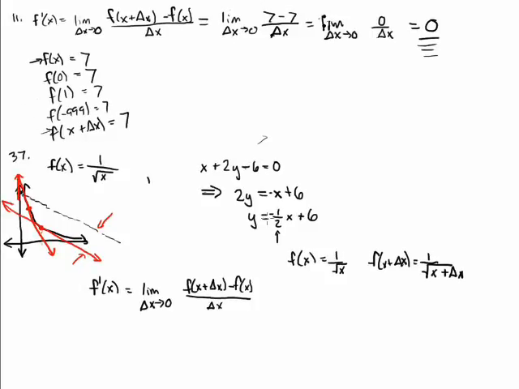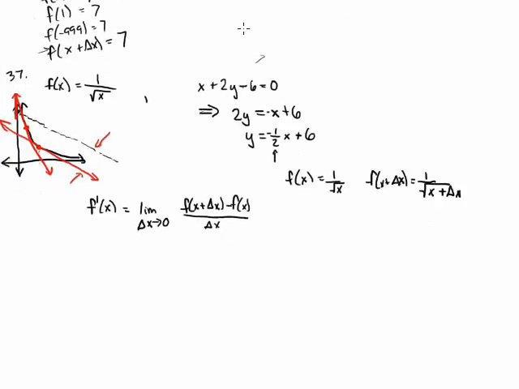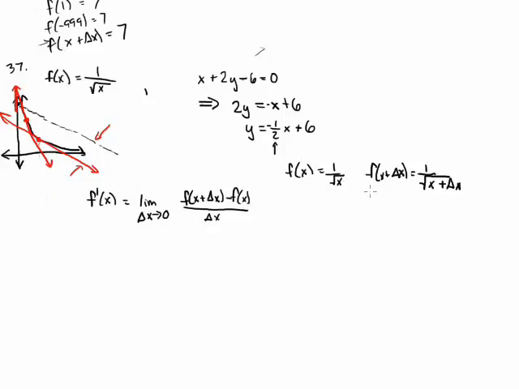Okay, so using these two definitions for f of x and f of x plus delta x, we'll substitute them back in. So this is equal to the limit as delta x goes to 0 of 1 over the square root of x minus 1 over the square root of x plus delta x, and we're going to divide that by delta x. Another way that we can do this is we can write down that this is equal to the numerator times 1 over the denominator. So we want to recognize what that is.